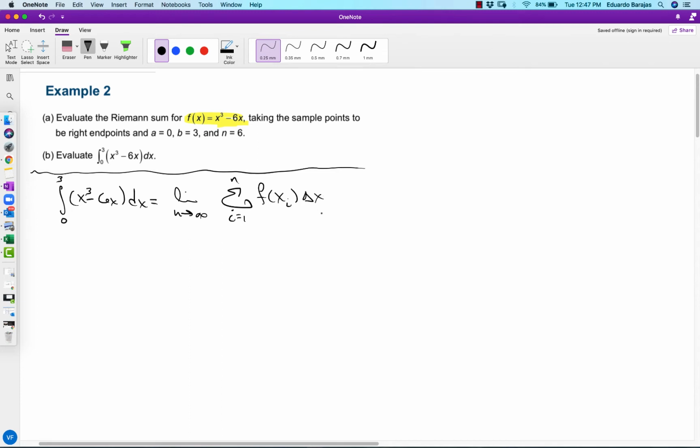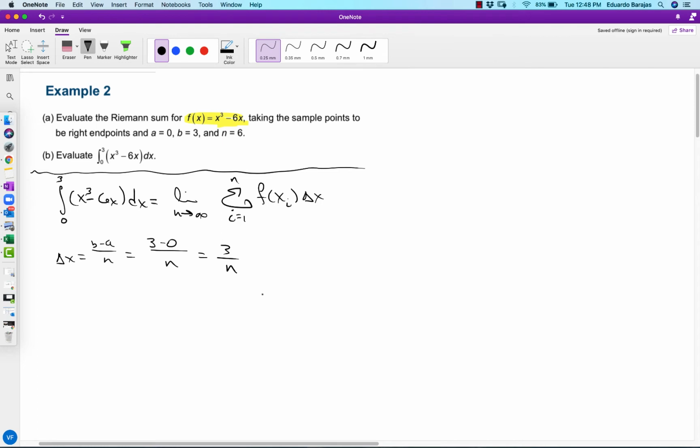delta x. Okay, so we've got to come up with a formula here using n rectangles and then apply the limit as n goes to infinity. So first of all, let's think about our delta x. Our delta x then is equal to b minus a over n, which in this case will be 3 minus 0 divided by n, or just 3 over n.